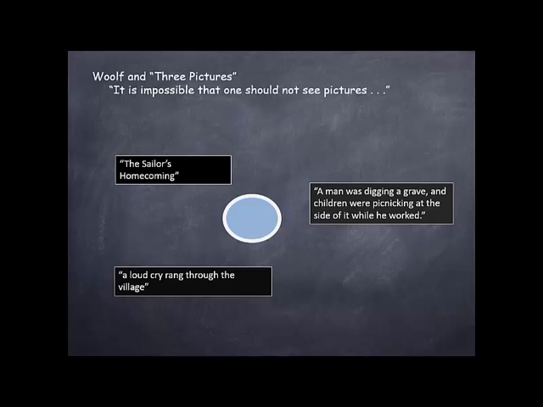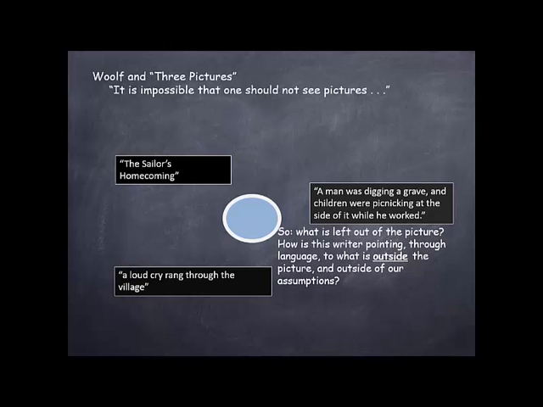There's no one reaction. But this sailor comes home, everything looks just great, and then we discover down at the bottom a loud cry rang through the village. That's what we're told, but it's not really part of the picture. All we get is that loud cry disturbing the night, until we discover, of course, the next day that a man is digging a grave, and the children are picnicking right by that grave. What a picture, we're told. And, of course, hidden in that picture are some things that are not in the picture.